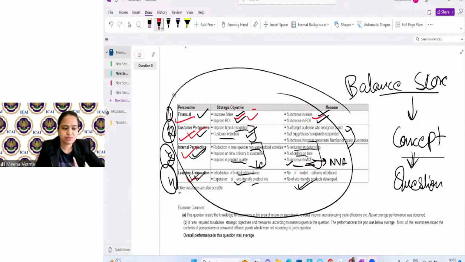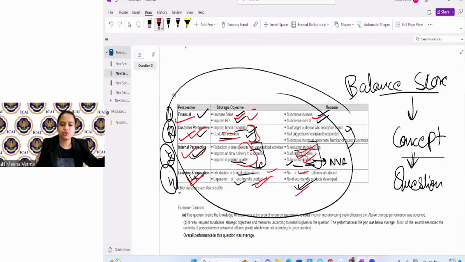Then customer perspective. It is given in the question that brand recognition is improving and customer retention is improving. So you can write all these points here. Then internal perspective. It is given in the question that manufacturing cycle efficiency is improving, on-time delivery you are doing, defects are reducing, queue time you are removing, and you are trying to implement the lean system. These are all related to internal process improvement. Learning and innovation will be related to limited edition and implementing eco-friendly items. Nothing is given related to employees, so you can't write it, right?